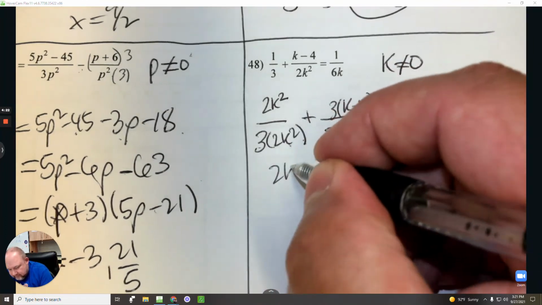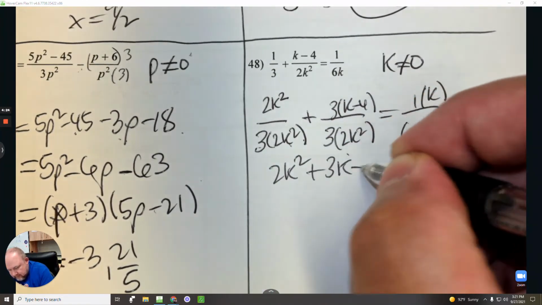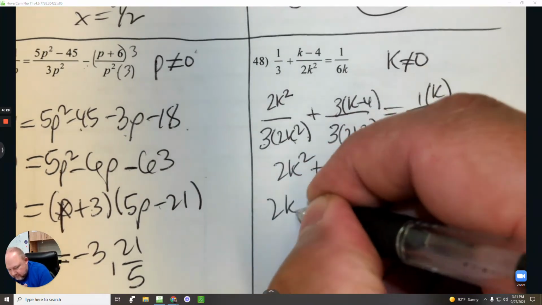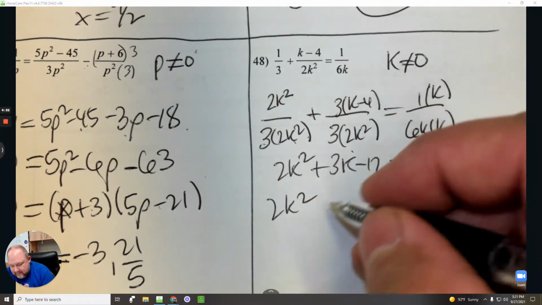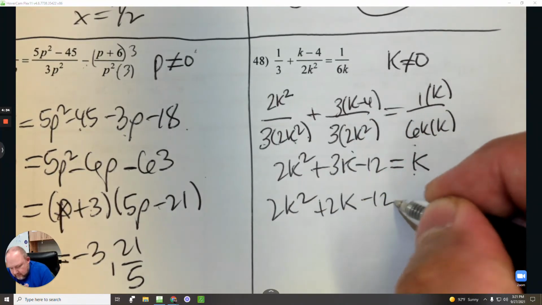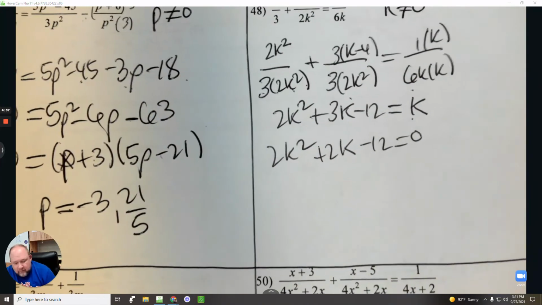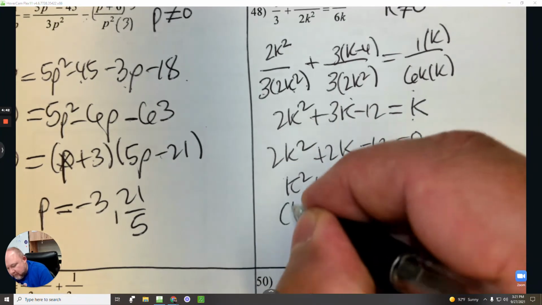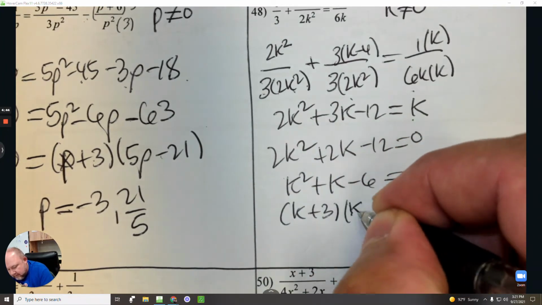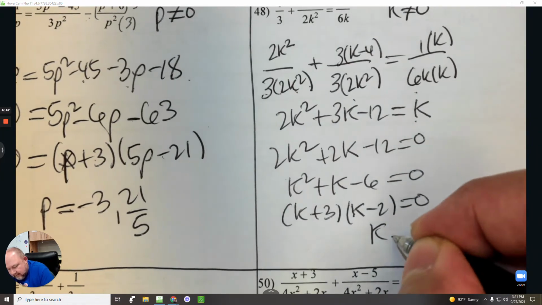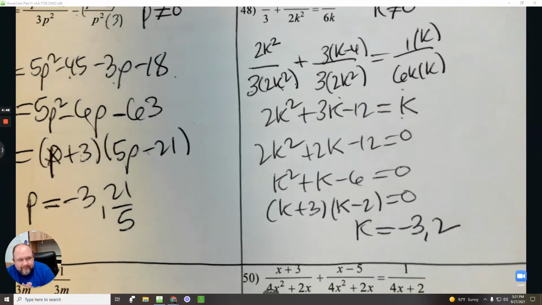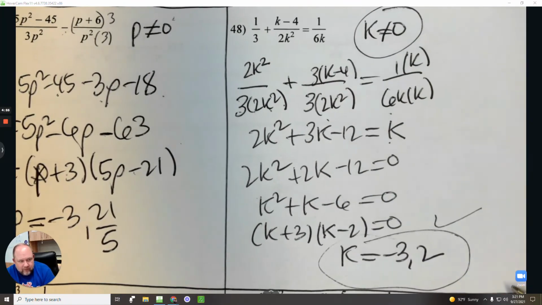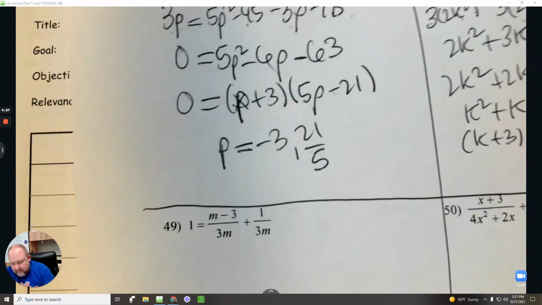Now the numerators. I'm first going to expand. Then I'm going to combine like terms. So I'm going to subtract k. I recognize I can reduce it down. Divide everything by 2 to make it easier. Now you can factor it a lot easier. That's positive 3 and negative 2, and then solve it. Recognize the only answer k can't be is 0, so both of these are good solutions.